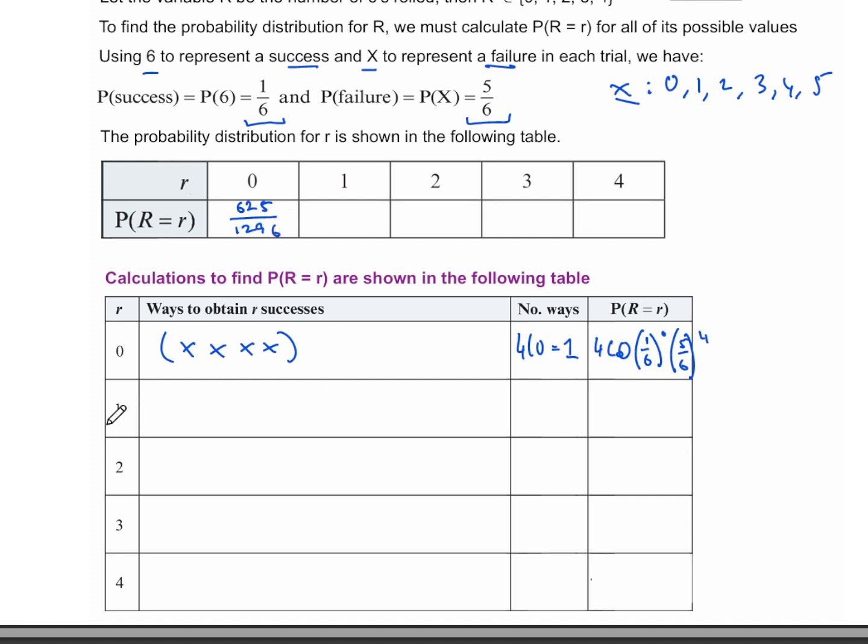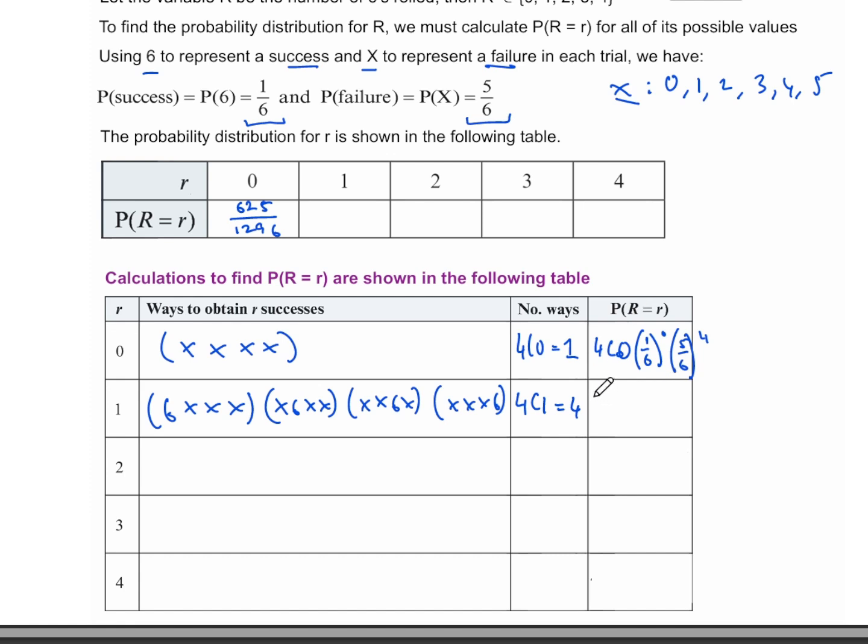Then when we want one success out of the 4 trials, we can have it in 4 different ways, which is 6 in the first one, 6 in the second one, 6 in the third one, and 6 in the fourth one. Because you want one 6, you have 4 spaces to choose from, which just ends up becoming 4C1, which is just 4.